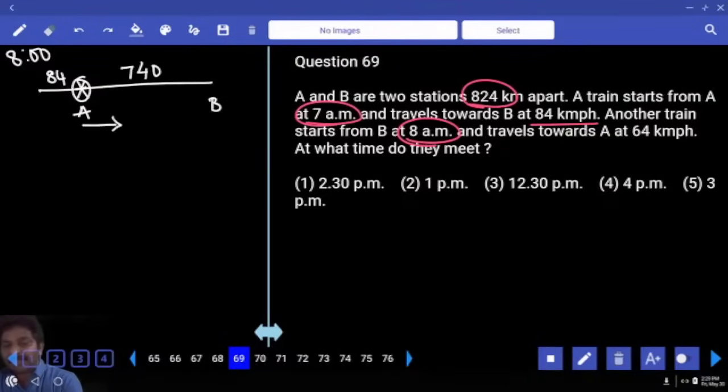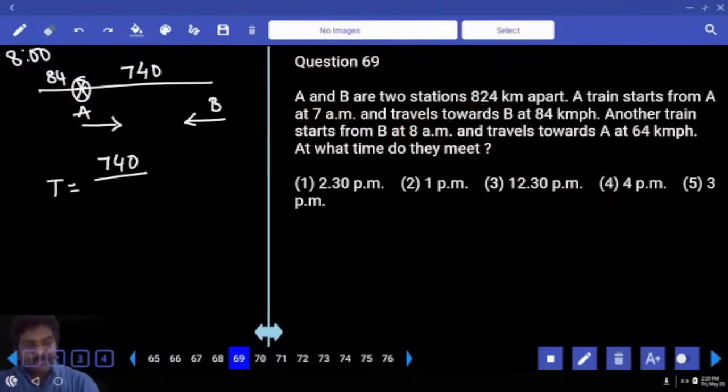Now here is train A and here is train B. Both are moving in opposite directions. Distance between them is 740. Time is distance over relative speed. If both are moving in opposite directions, relative speed is S1 plus S2: 84 plus 64 is 140. So 740 by 140, which is equal to 5 times only.